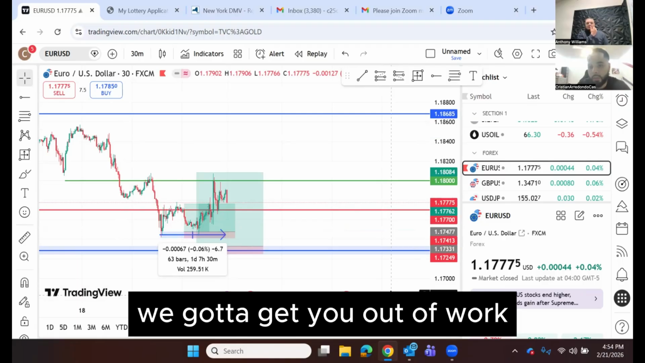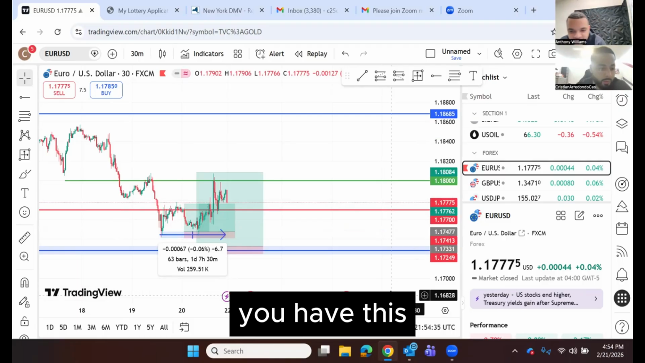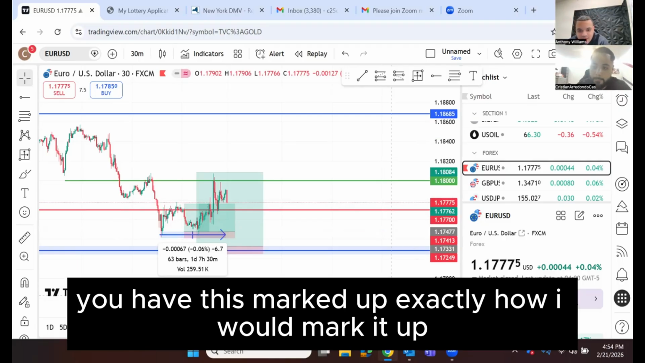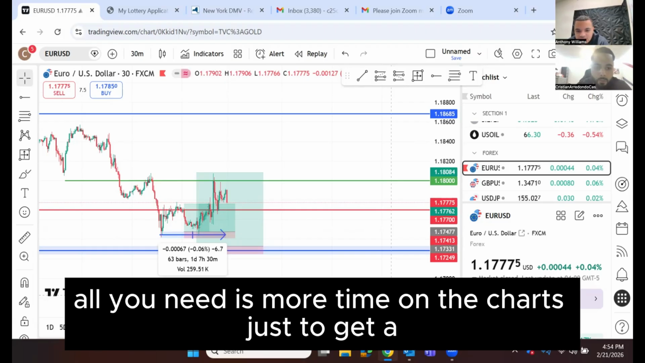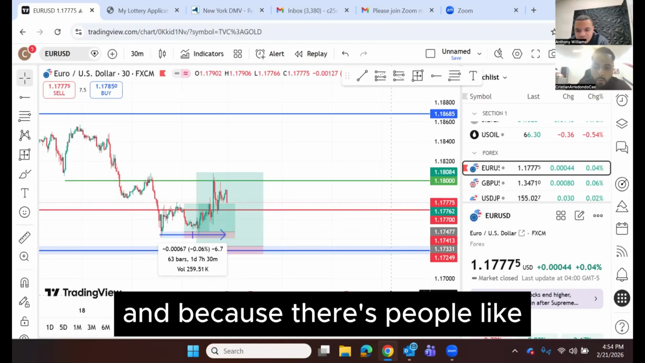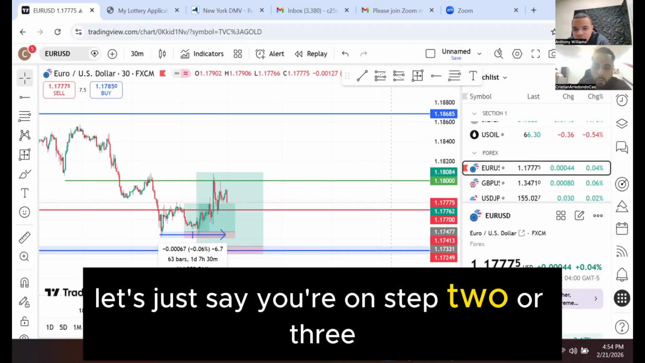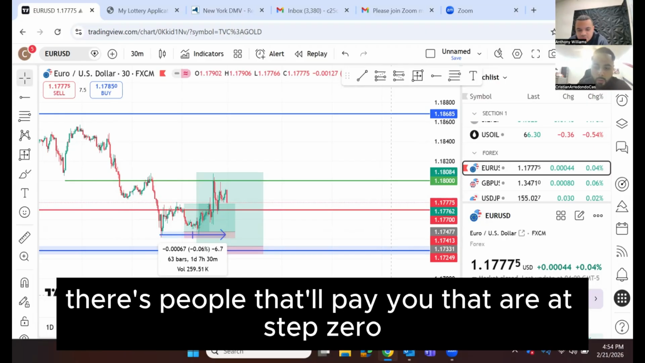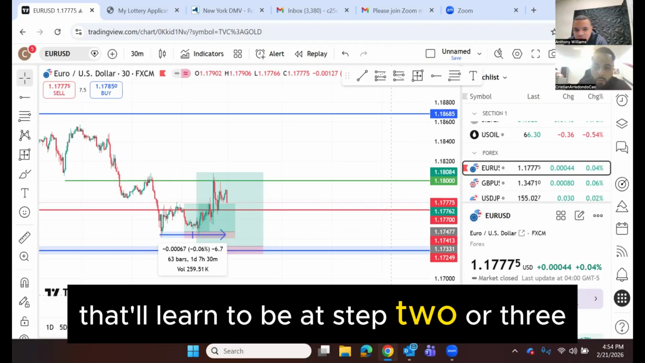We got to get you out of work. We got to get you mentoring. You have this marked up exactly how I would mark it up. All you need is more time on the charts just to get a real feel for it, to explain everything. Because there's people, let's just say you're on step 2 or 3, there's people at step 0 that'll pay you to learn to be at step 2 or 3, just like you.